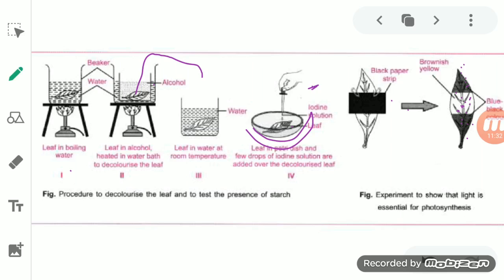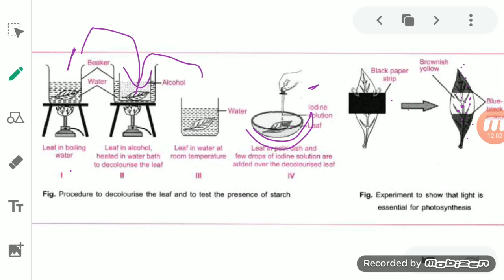Then we will take out that leaf which we had wrapped with aluminium foil. We will remove the aluminium foil and keep it in boiling water. Why are we keeping it in boiling water? So that the midrib or the veins present in it become loose, and the iodine solution will be absorbed properly in it. Then we will take that leaf and dip it in alcohol.